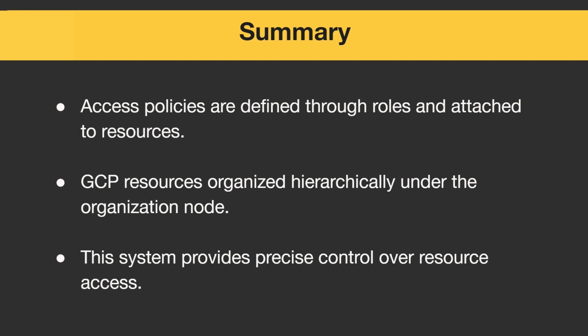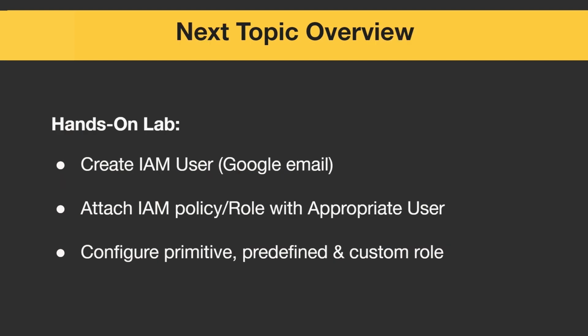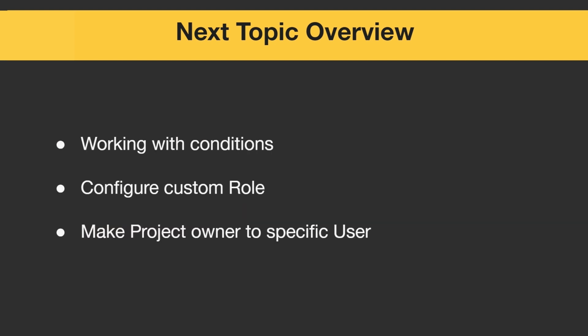Now we will do some hands-on lab. We will create some IAM user using my Gmail account. We will attach an IAM policy to the appropriate user, and then we will configure the primitive, predefined and custom roles, and check accordingly. We will also work with conditions, applying different conditions. We will configure custom roles and check the results, and we will make a specific user project owner and check the behavior.